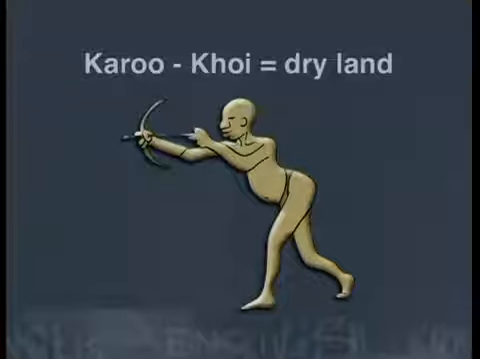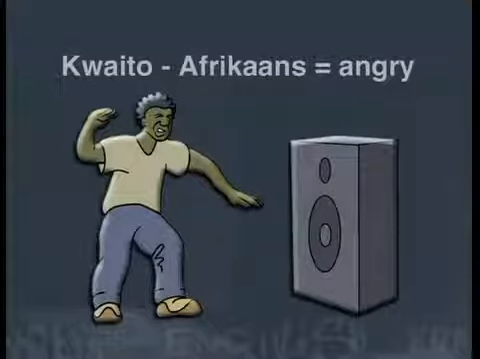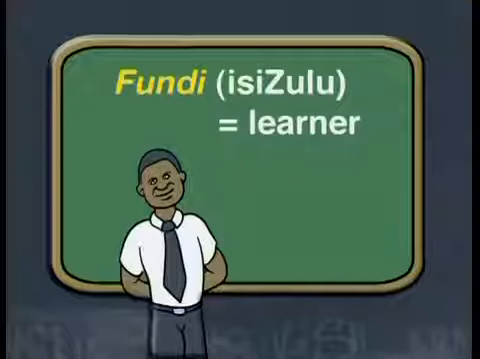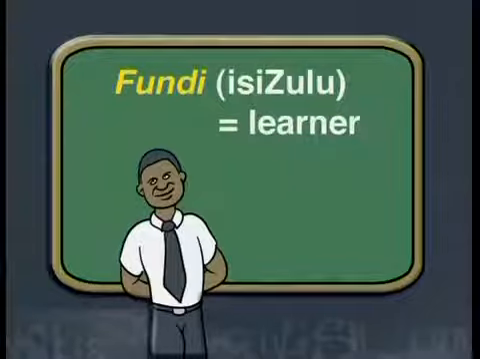Karoo comes from the Khoi word karo, meaning dry land. You may be a fan of Kwaito music. Kwaito music originated in the townships, but the name doesn't come from there. In fact, Kwaito comes from the Afrikaans word meaning angry or vicious. Maybe you've heard someone say that they're a fundi on the computer, or that they'll never be a maths fundi. If you're an etymology fundi, you'll know where this word comes from. Fundi comes from the isiZulu word for learner.